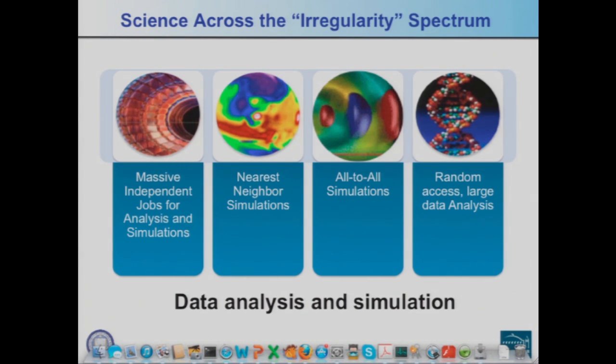So PGAS languages originally were designed for this right-hand column, that is, things that really have random access in them, where you can't a priori say what the structure is, and therefore when am I going to do my communication, because you don't know what the structure of the problem is.